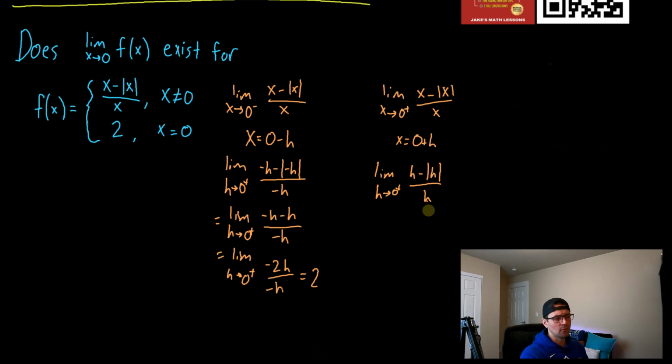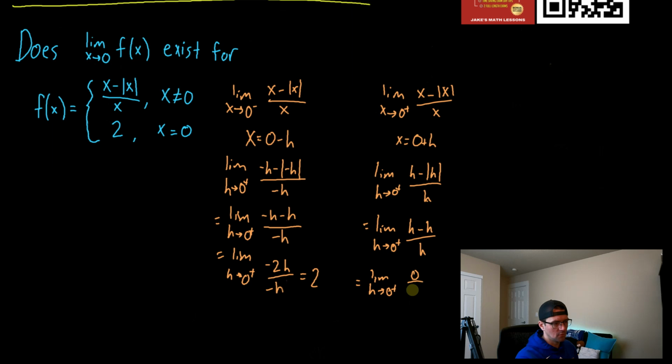Okay, then for the right-hand limit, again, we have something kind of similar. Because h is approaching 0 from the right, it is a very small positive number. That means h is positive. That means the absolute value of h is just h, right? Taking the absolute value of a positive number doesn't change its value. So this is just going to be the limit as h goes to 0 from the right of h minus h over h. Okay, so h minus h in our numerator is just 0. So we have the limit as h goes to 0 from the right of 0 over h.